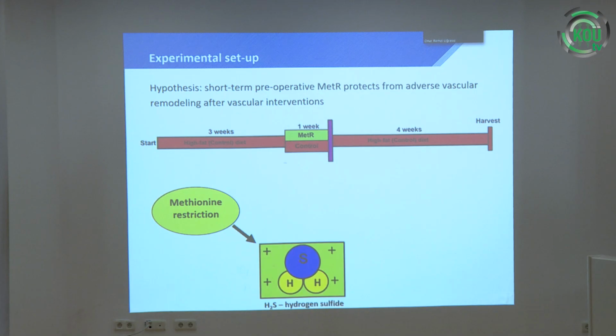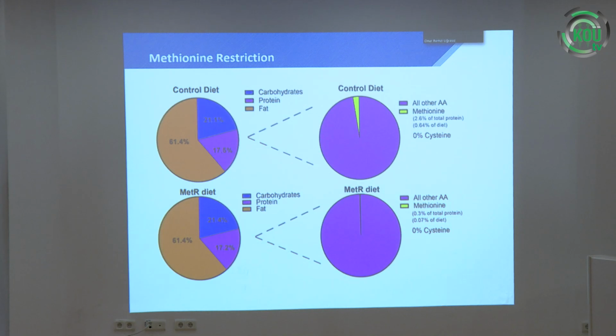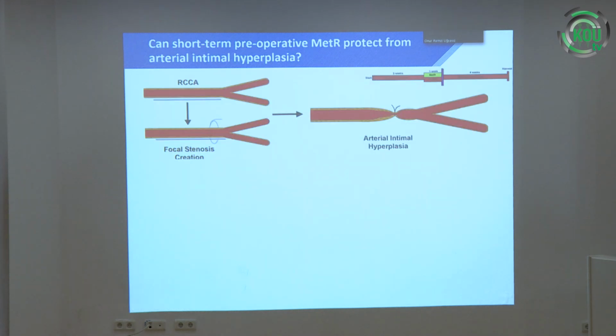So the idea, which Chris already introduced, is that methionine restriction is quite potent in upregulating hydrogen sulfide. It has a vasoprotective effect that could potentially diminish this adverse post-interventional vascular remodeling. And this was the methionine restriction diet: basically no difference in macronutrients, but solely restriction of the sulfur amino acid methionine and a complete deletion of cysteine from the diet.